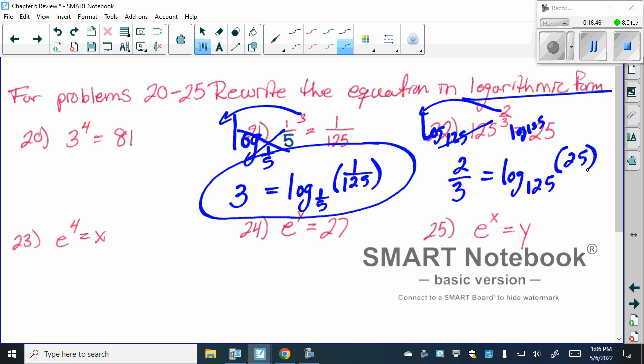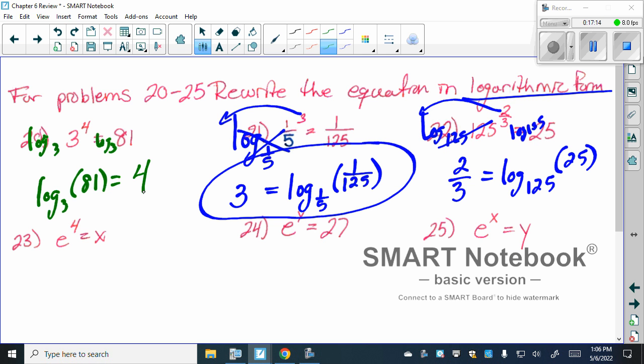While we're at it, why don't we go on and do 20? So what would 20 be? So we could do 3. Log base 3 of 81 is equal to 4. So just doing 20.